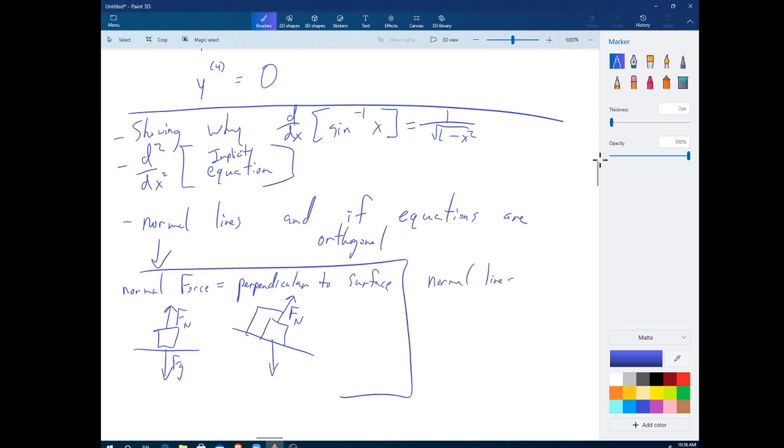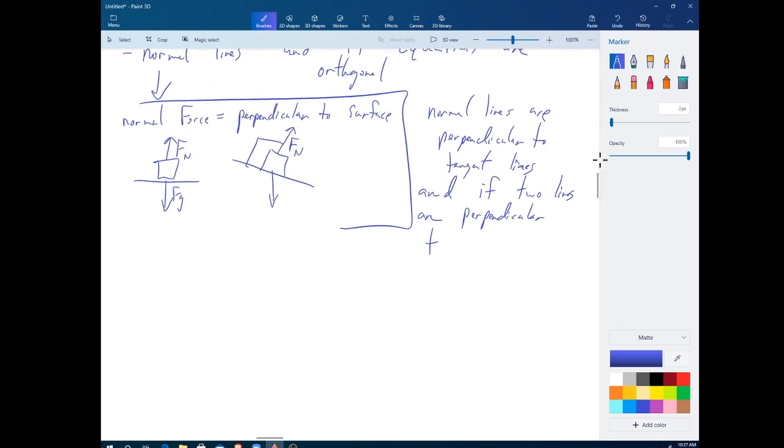Normal lines are perpendicular to tangent lines. And remember, if two lines are perpendicular, then their slopes are what are called opposite reciprocals. So the slope of the first line will equal the opposite reciprocal of the second line. Opposite meaning the sign goes from positive to negative or negative to positive. Reciprocal means you flip it upside down.